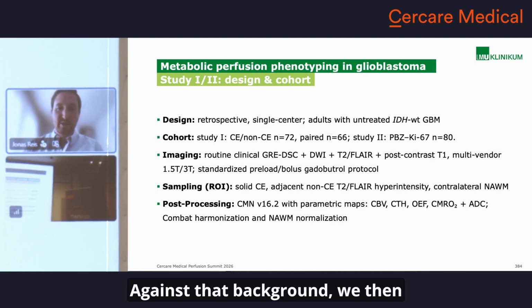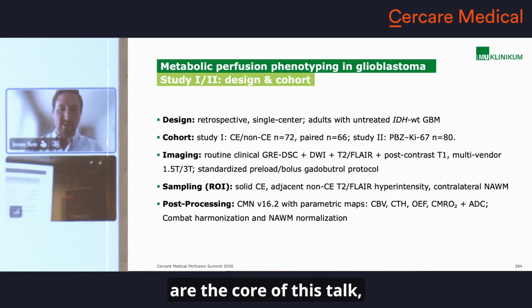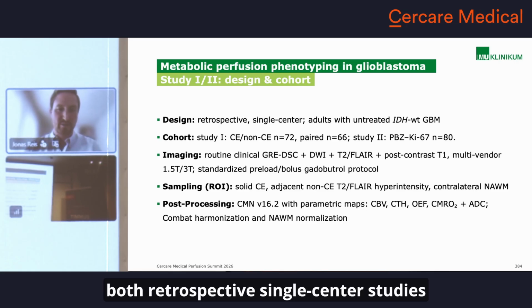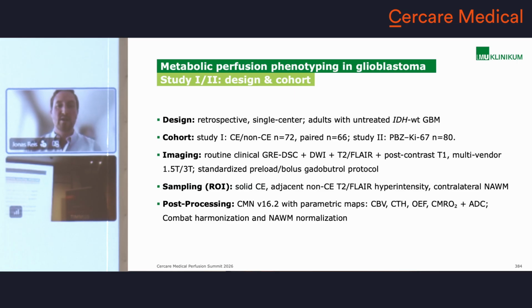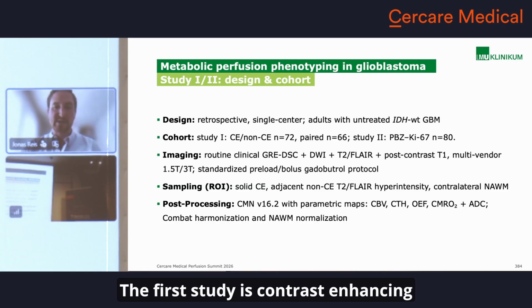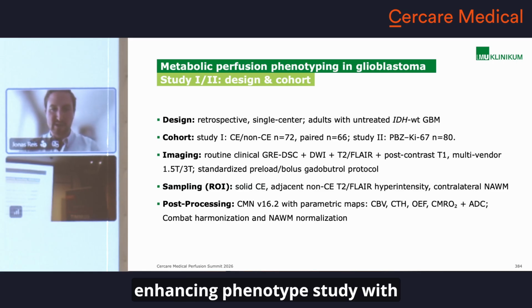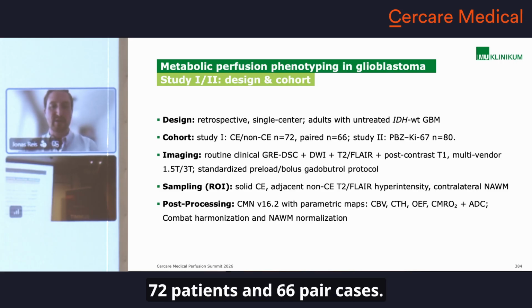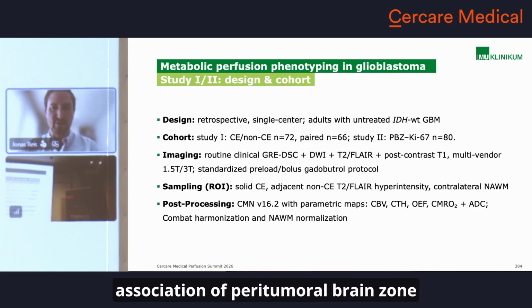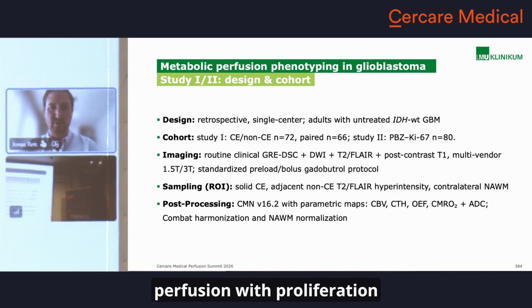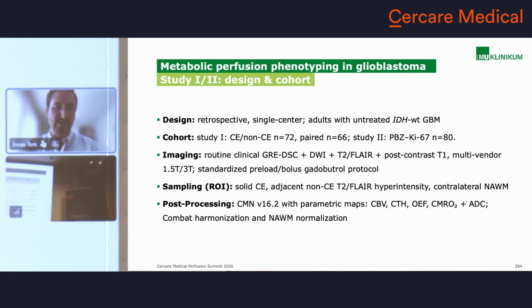Against that background, we then performed two studies that are the core of this talk. Both are retrospective single-center studies in adults with untreated glioblastoma as a baseline. The first study is a contrast-enhancing versus non-contrast-enhancing phenotype study with 72 patients and 66 paired cases. The second study investigated the association of peritumoral brain zone perfusion with proliferation in 80 patients.